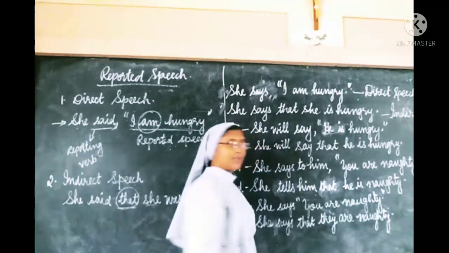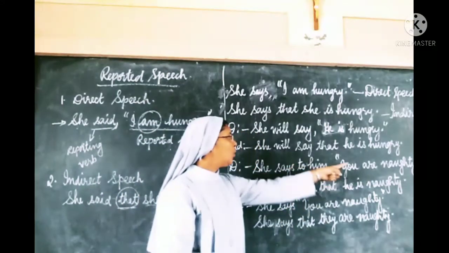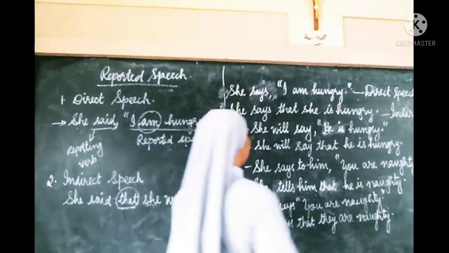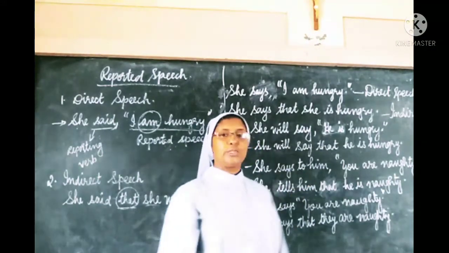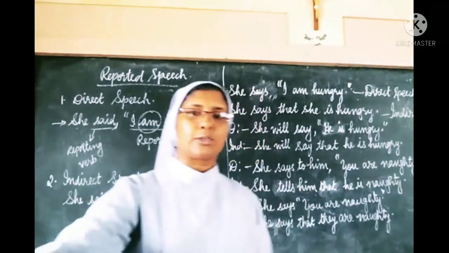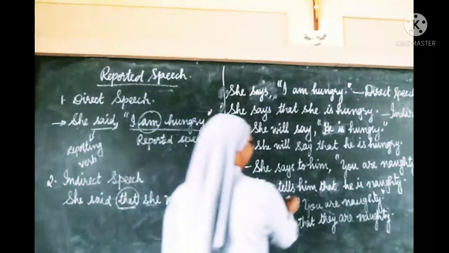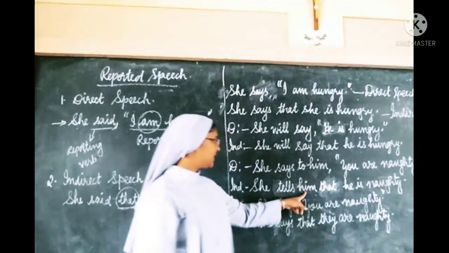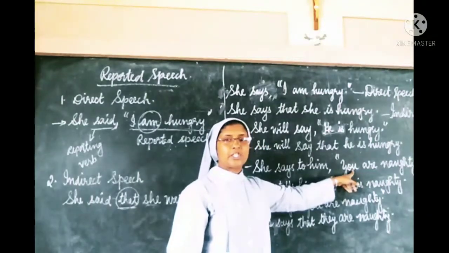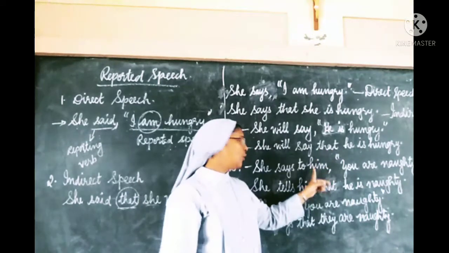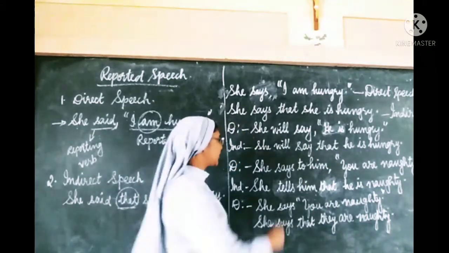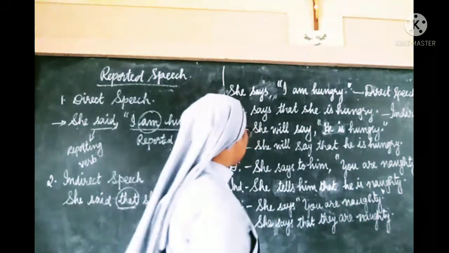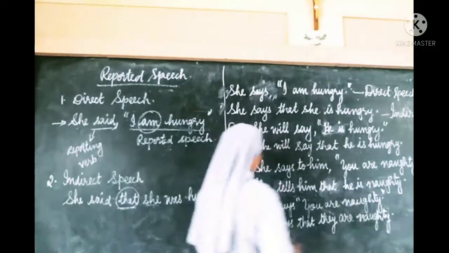She says to him, here we have an object, you are naughty. So she says to him, you are naughty. So says to will change into tells. Since it is a present tense, says to will change into tells. So she tells him that he is naughty because it is him. The you will be changed according to the object of a reporting verb. Here the object of the reporting verb is him. So therefore it is the third person he. She tells him that he is naughty.